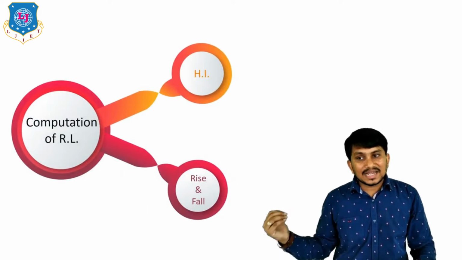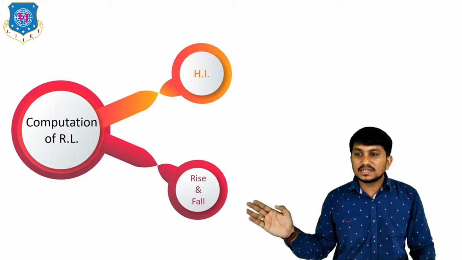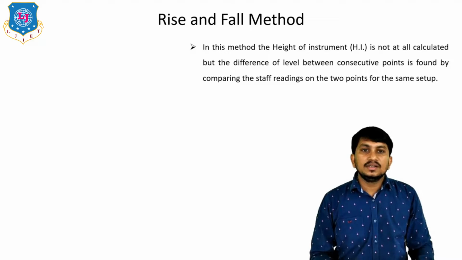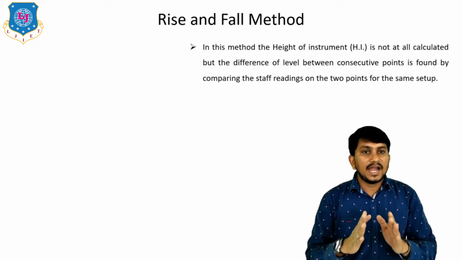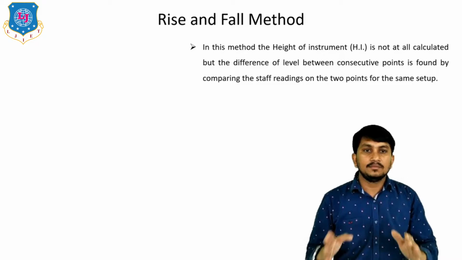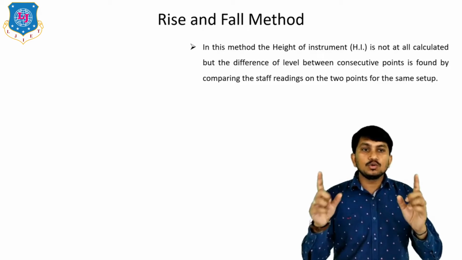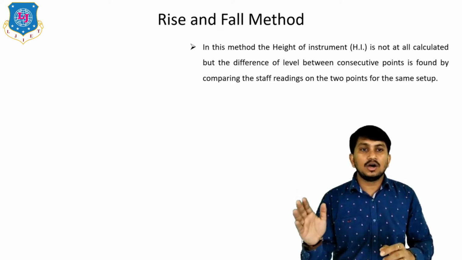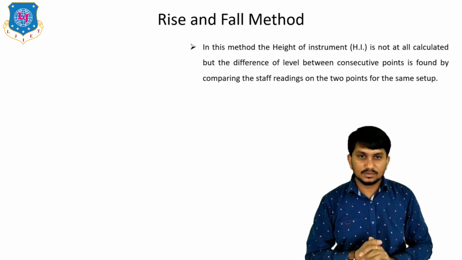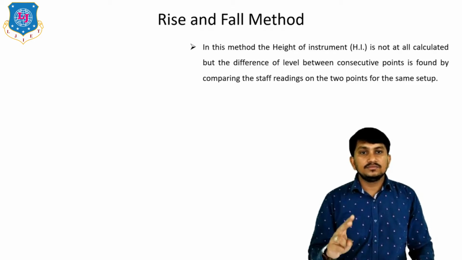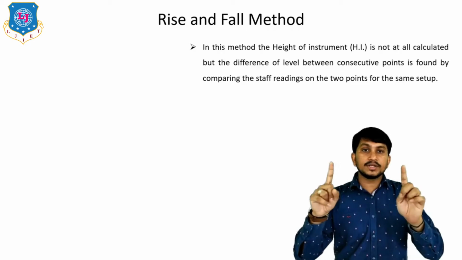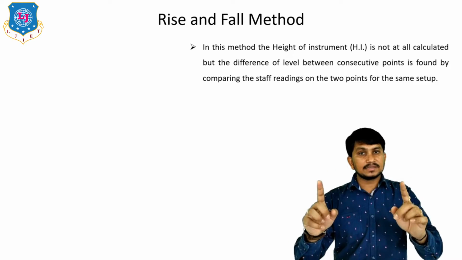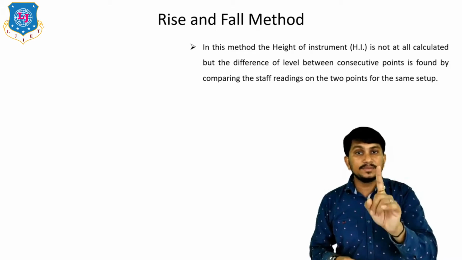Now let's discuss the second method to calculate RL, which is the rise and fall method. In this method, the HI, height of instrument, is not calculated at all, but the difference of level between two consecutive points is found out by comparing the staff readings on the two points for the same setup. Here we calculate the level difference between two consecutive points by calculating the difference of staff readings which are taken by the same setup.